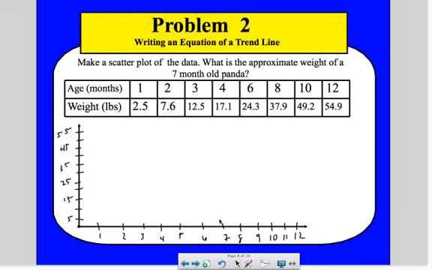Okay, so problem number two, we're going to write an equation for this information. It says, what is the approximate weight of a 7-month-old panda?